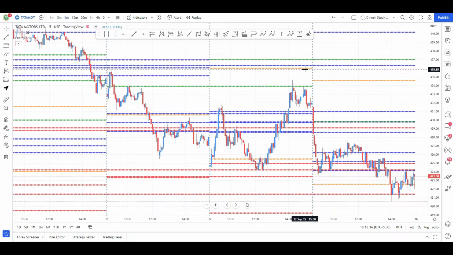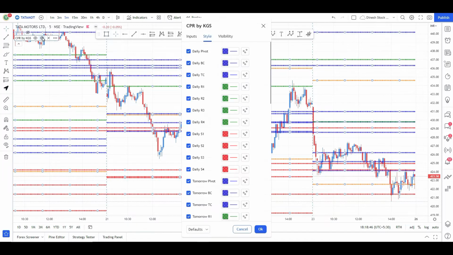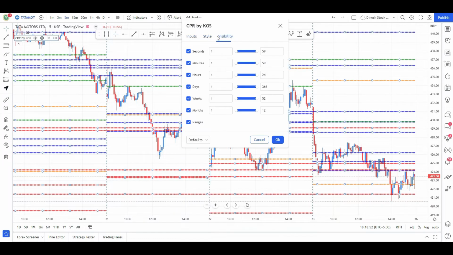The chart looks very cluttered with so many colors and lines. Don't worry, let's disable some of the unwanted levels first. To do that, go to the indicator settings. See, here's the eye icon, next is the indicator settings icon. Click here. Here you have three tabs: inputs, style and visibility.